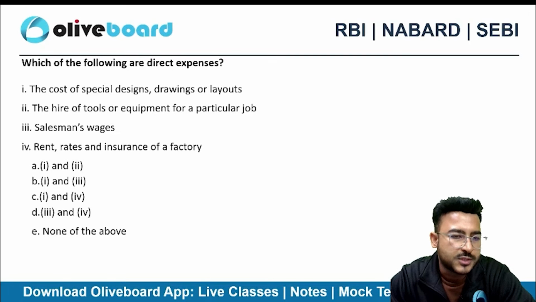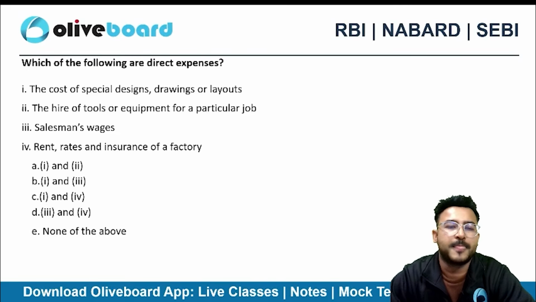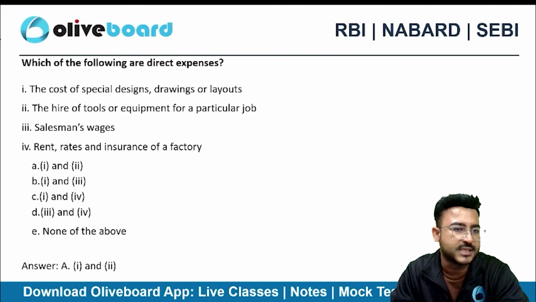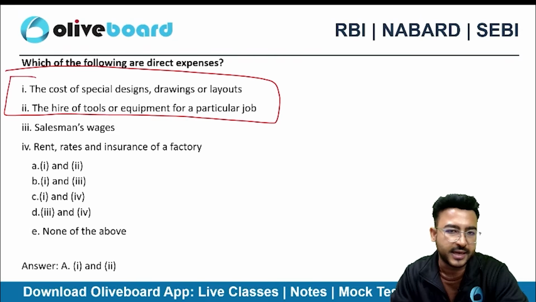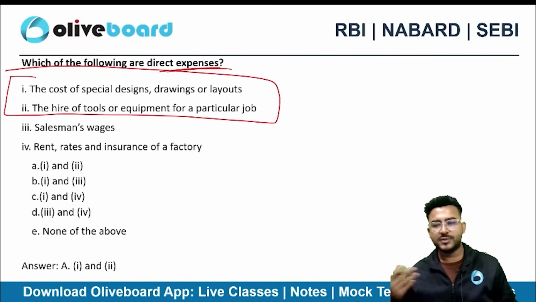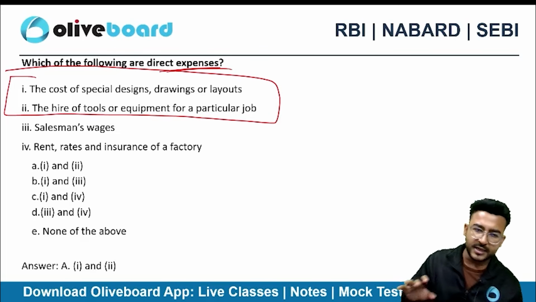Hire of tools or equipment for a particular job, salesman wages, rent rates, and insurance of factory. Direct expenses. Perfect. Option A is the correct one, guys. First and second, the cost of special design, drawing, layout are directly attributable expenses, and the tools and equipment I am using for a particular job, I can directly attribute them. That's why they are directly attributable expenses.